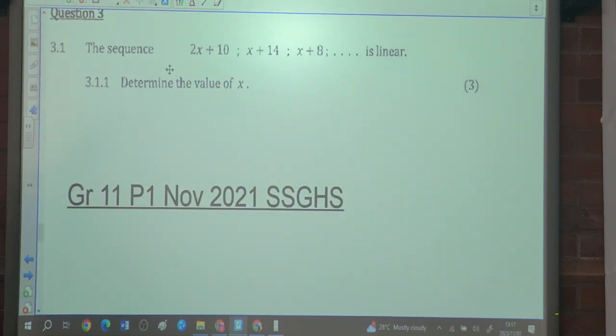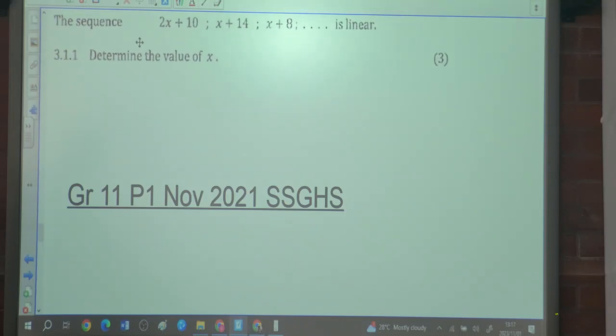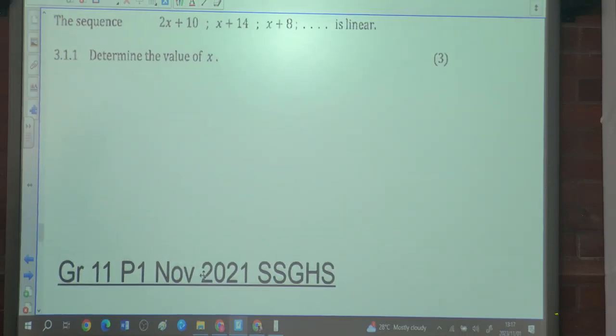Question 3. The sequence 2x plus 10, 2x plus 10, x plus 14, x plus 8 is linear. What does that mean? When is something linear?